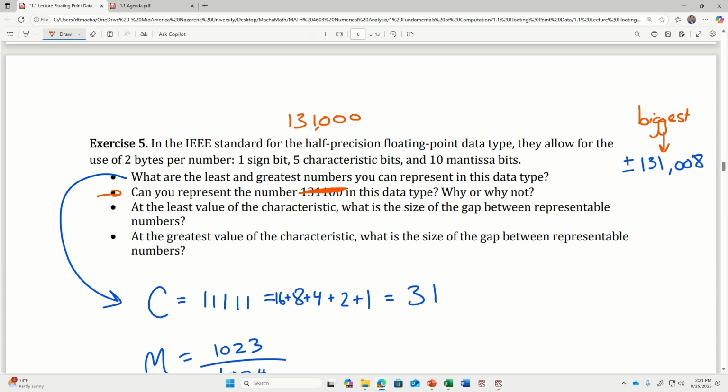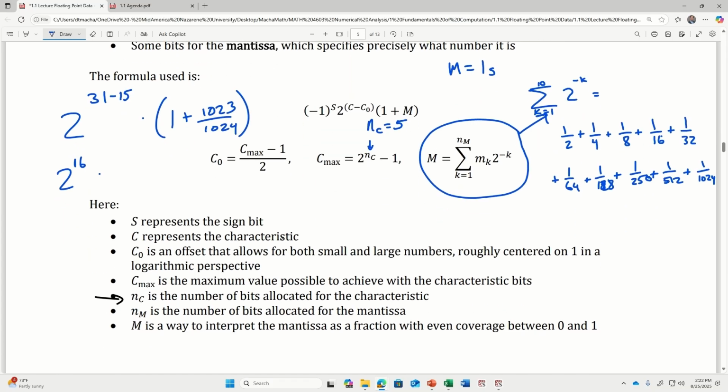Tweaking the mantissa in the smallest possible amount would mean that instead of having 10 consecutive ones for the biggest number, I would have 9 consecutive ones followed by a 0. That would give me the next biggest number. And this 0 in place value would represent 1 out of 1,024, right? This thing right here.